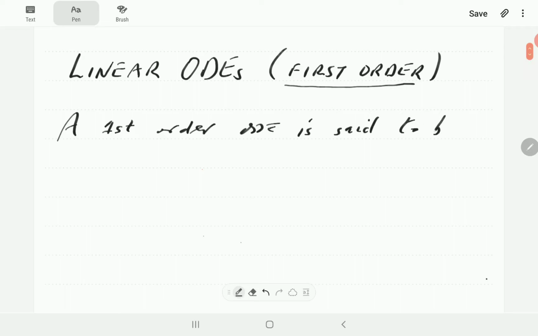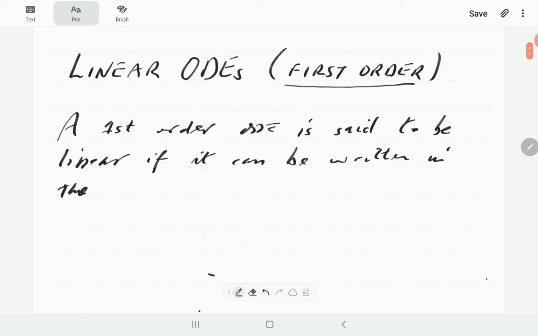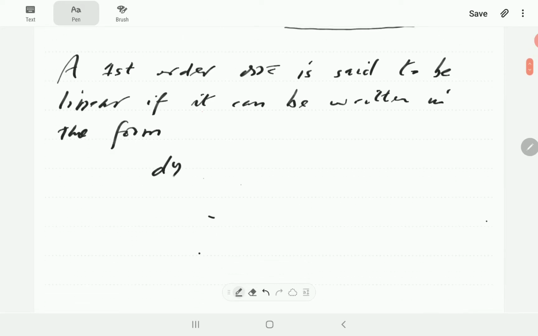Alright, so a first order ODE is said to be linear if it can be written in the form dy/dx, y prime, plus y times a function of x, p, equal to another function of x, q. So let's call this equation number 1.